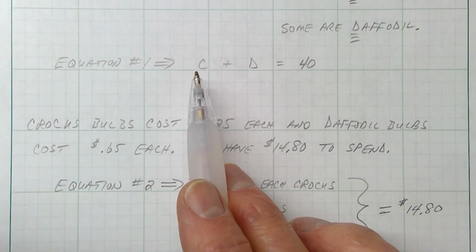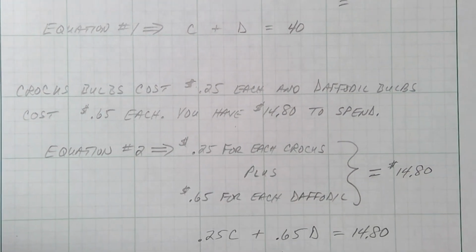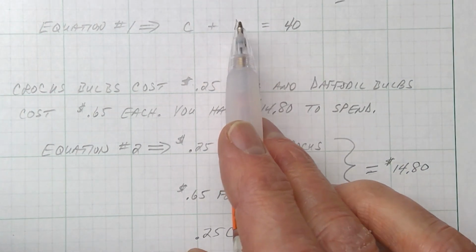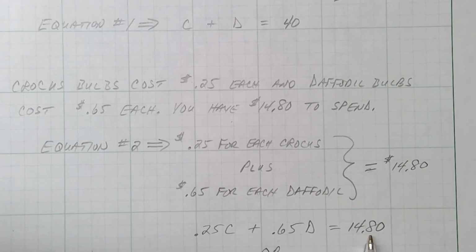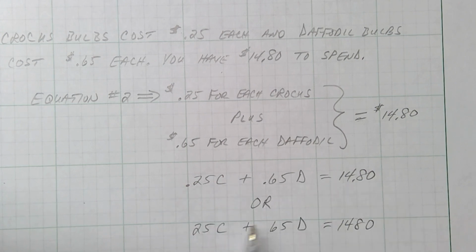So it's the number of crocus bulbs that you're going to buy times 25 cents, like this, and then the number of daffodil bulbs that you're going to buy times 65 cents for each of those. And you can't go over $14.80. All right, or you can make it 100 times bigger, and it looks like this, which is a little friendlier.